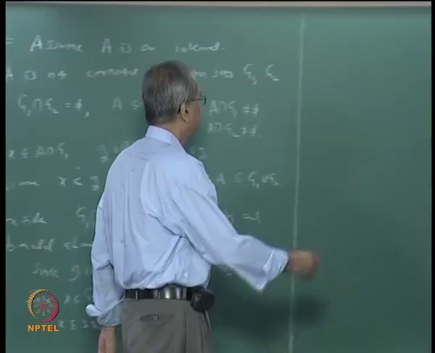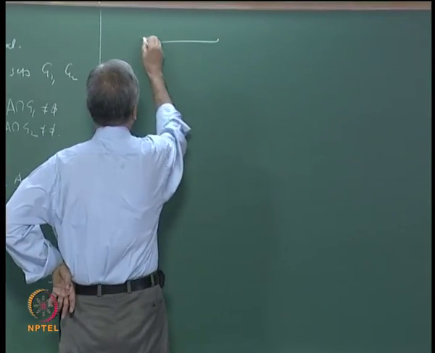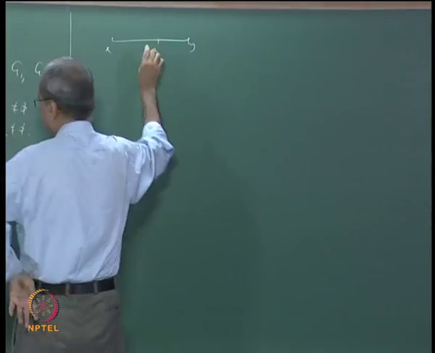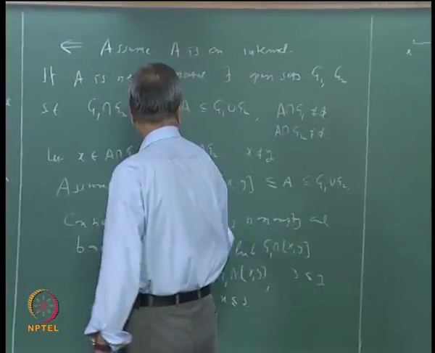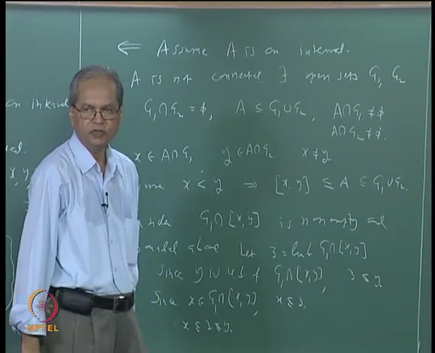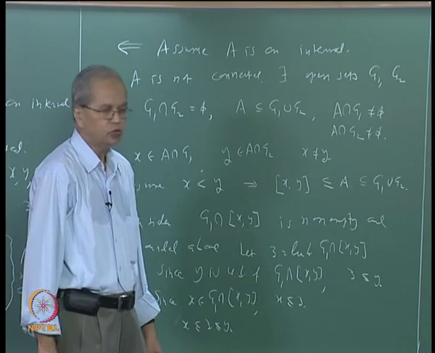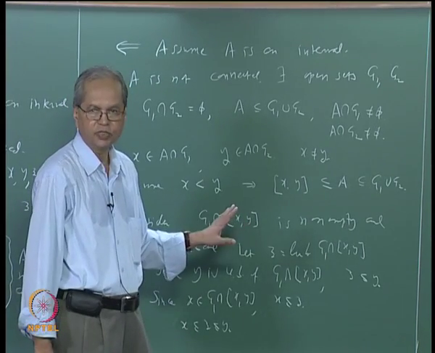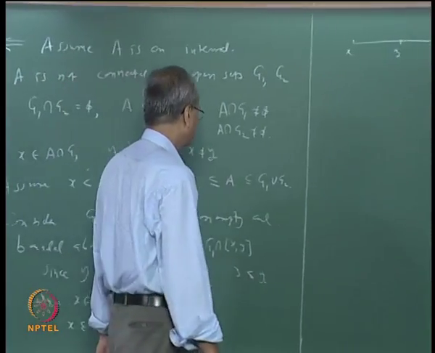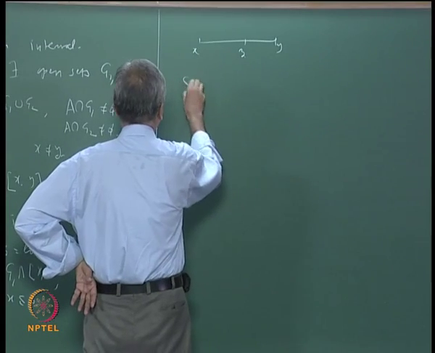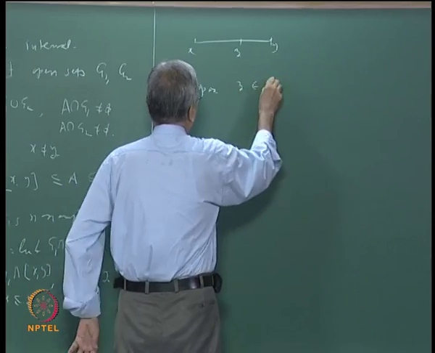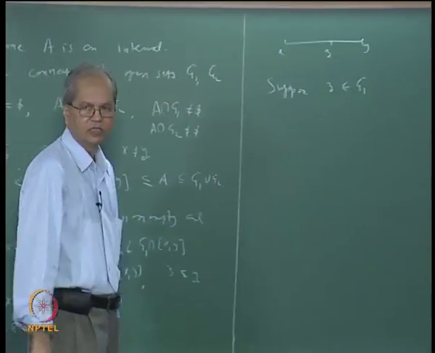Let us just try to visualize this. This is an interval XY, so Z lies somewhere in the interval, and this whole interval lies in G1 union G2. So Z must belong to G1 or Z must belong to G2. Let us see the consequences of both of these. Suppose Z belongs to G1.